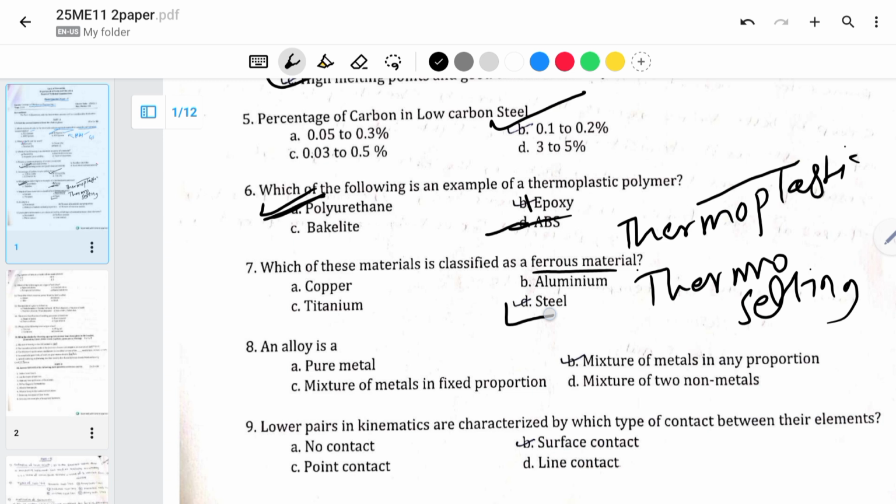Other than iron, if the material has other main constituents in the mixture, then it is called non-ferrous. Ferrous has more iron. Steel has more iron; iron is the main constituent. So these three different materials have different main constituents.